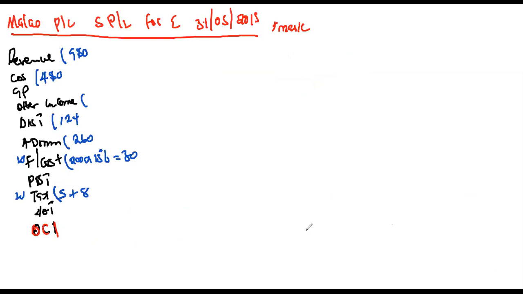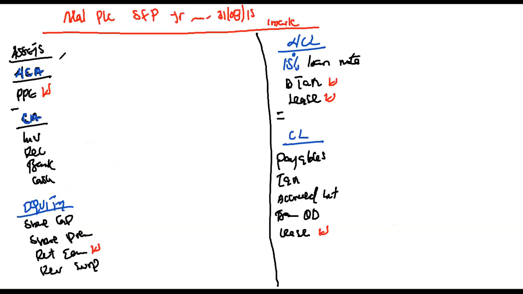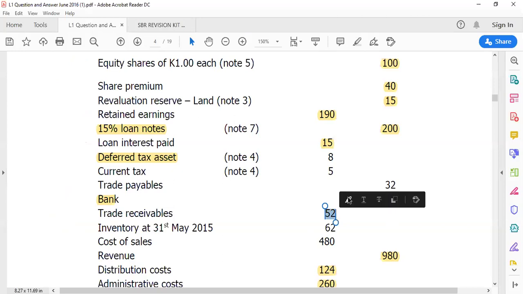Okay, so we go to SFP, we post the three figures. PPE, there's a working. So current assets, inventories, receivables, and bank cash. These are free marks. Why? Because the trial balance date is equal to the reporting date. So we simply pick them and paste them. How on earth can you fail a published accounts question? Seriously? I really find it hard to believe. See, 52, you paste it the way it is.